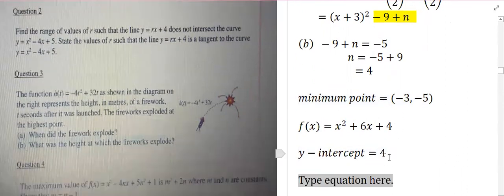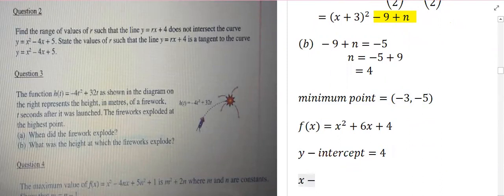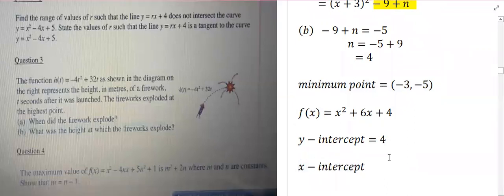Then after that, I need to find my pintasan x, x-intercept. How to find x-intercept? You need to put your y, which is your fx, become 0. So this one become 0. Then you do EQN degree 2, or you can use formula. Okay, try EQN degree 2. A is 1, B is 6, C is 4.